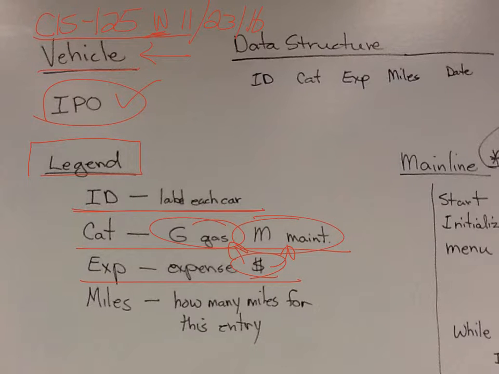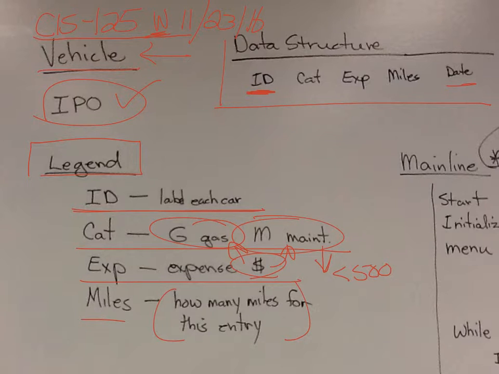And then I put a little added thing here. This is not major repairs, so it would be less than, let's say, $500, like tires or whatever. And then they entered miles, how many miles, and we also added date. So then the next thing I talked about was the data structure, so that everybody's using the same things.